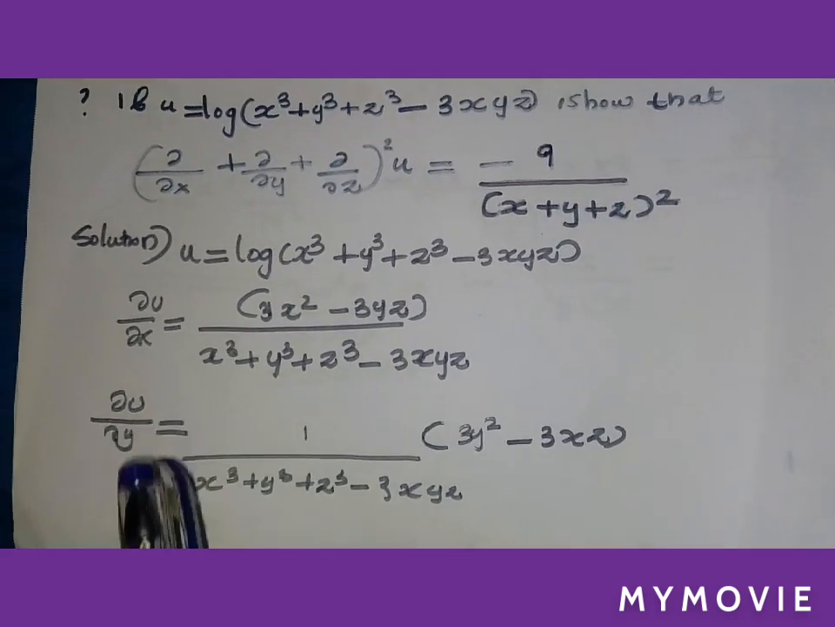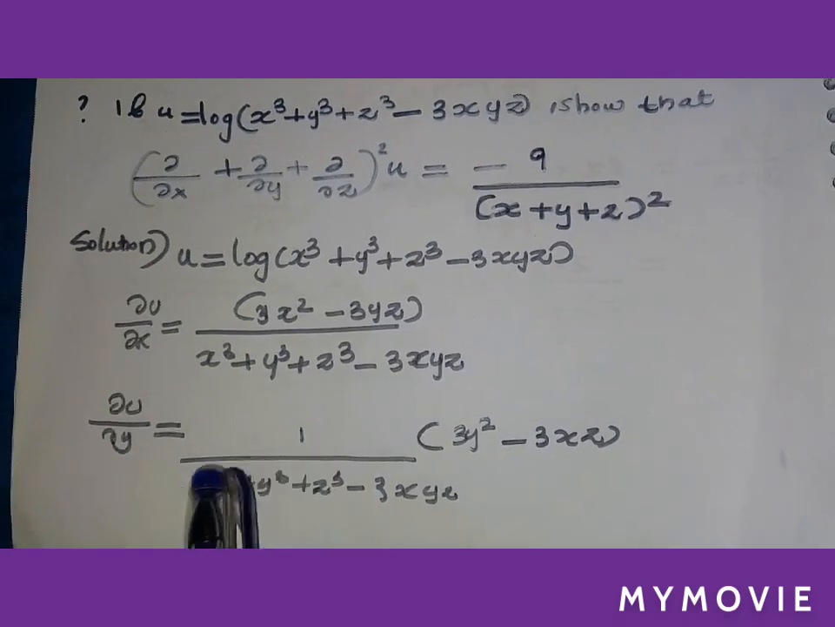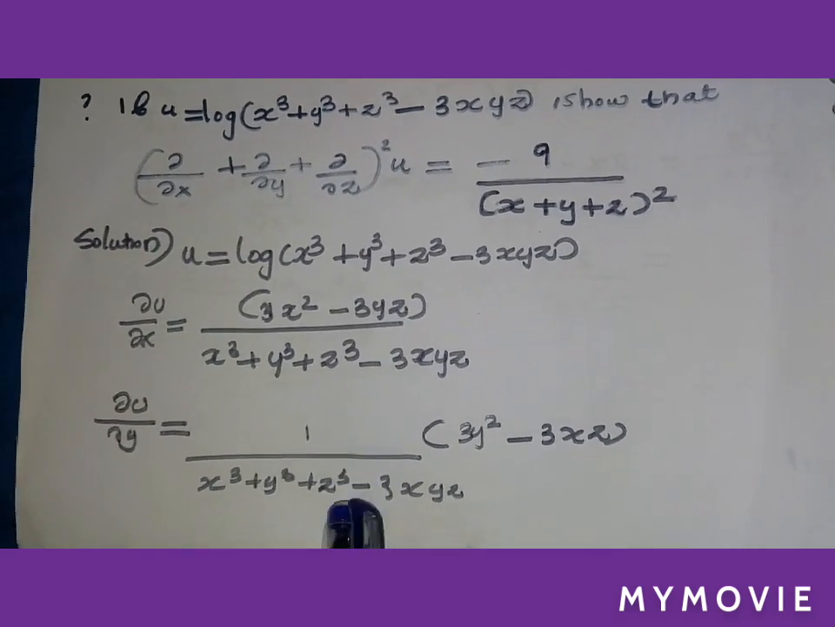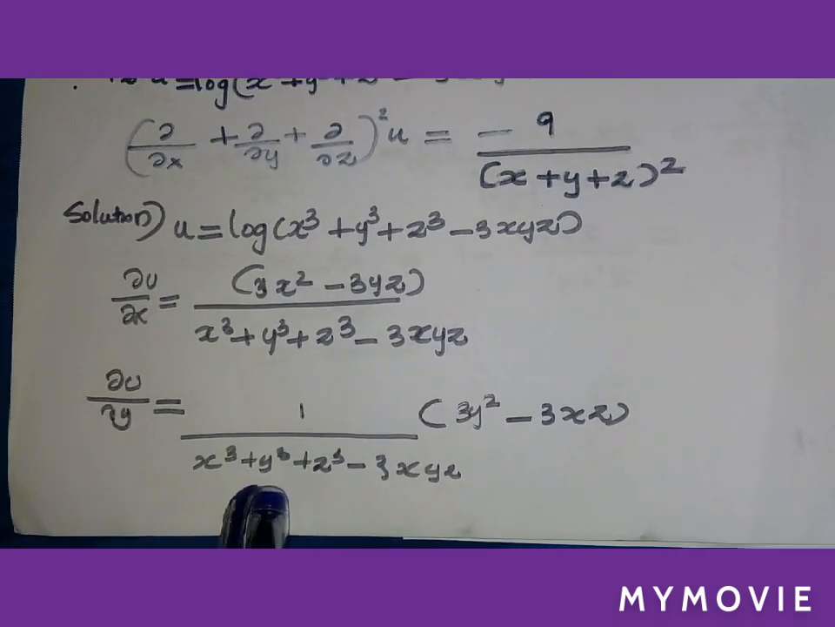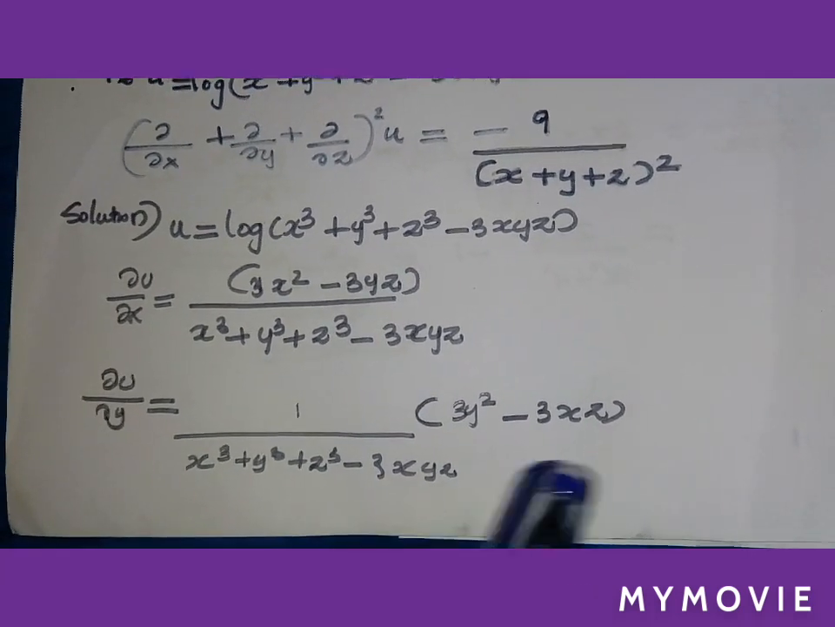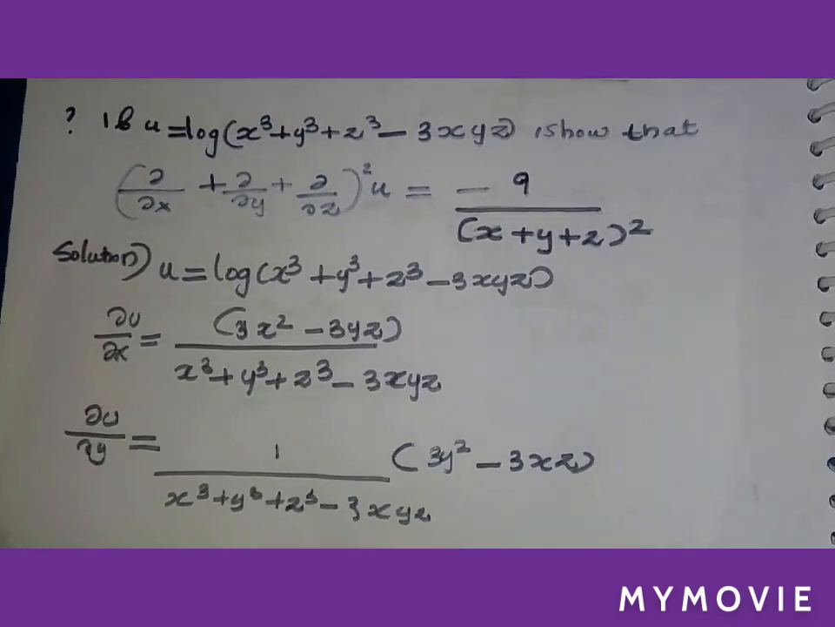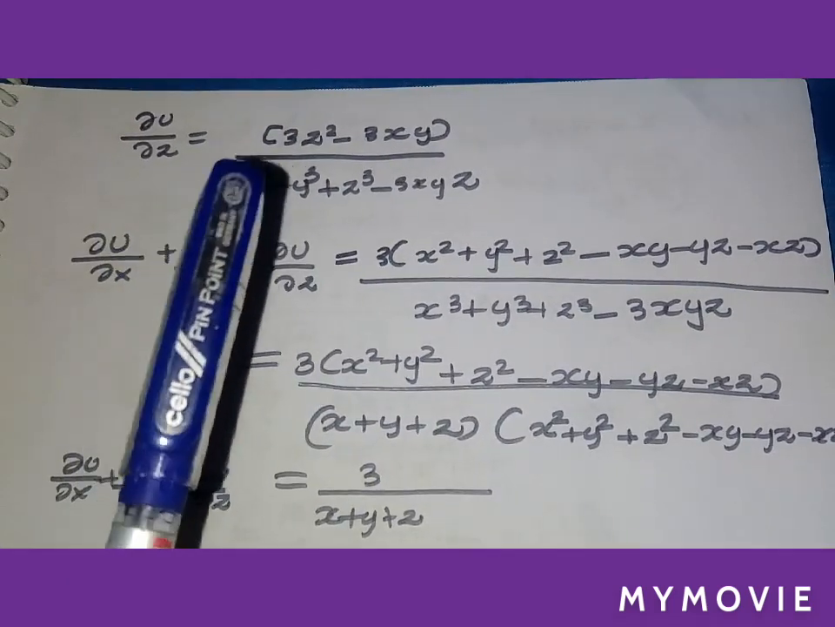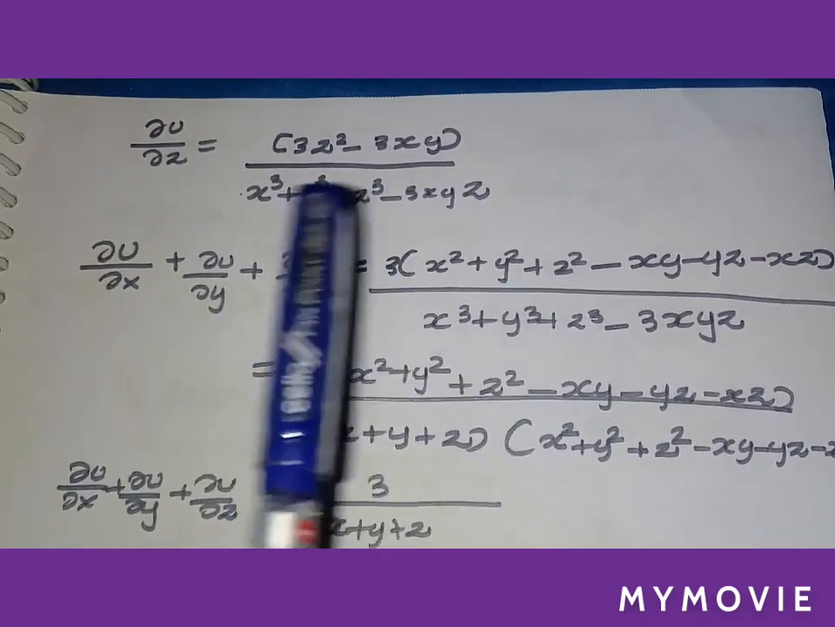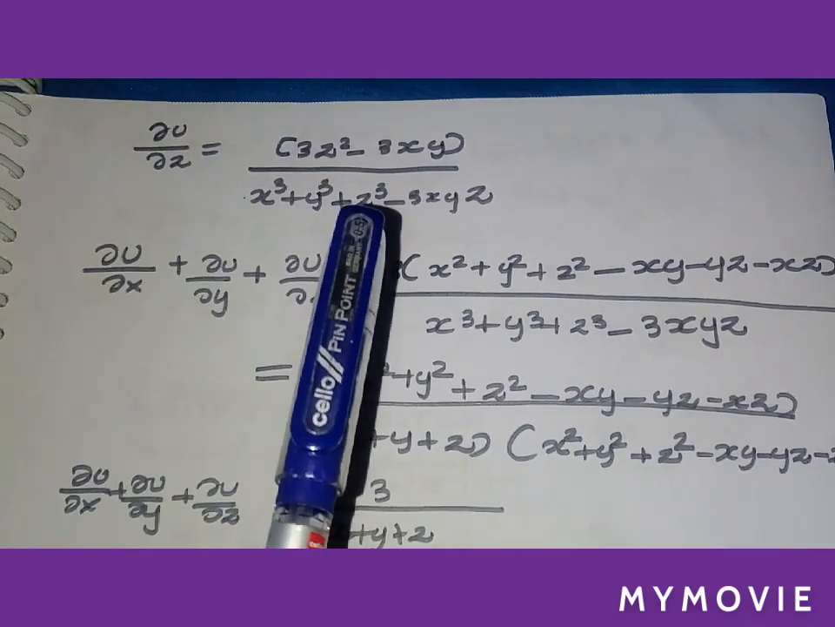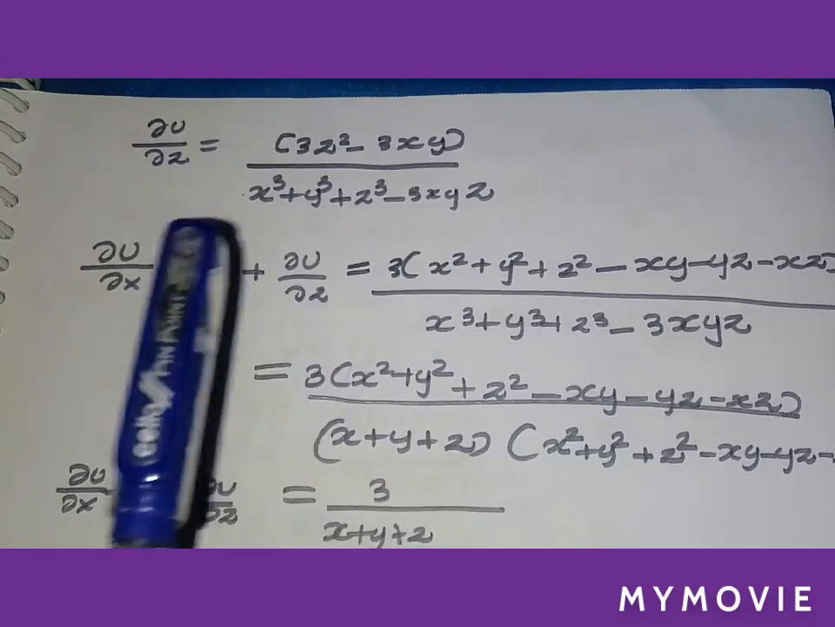So ∂u/∂y is 1 by (x³ + y³ + z³ − 3xyz), with respect to y the derivative is 3y² − 3xz. Okay. ∂u/∂z also, log derivative gives 1 by the same expression, and here the derivative is 3z² − 3xy.